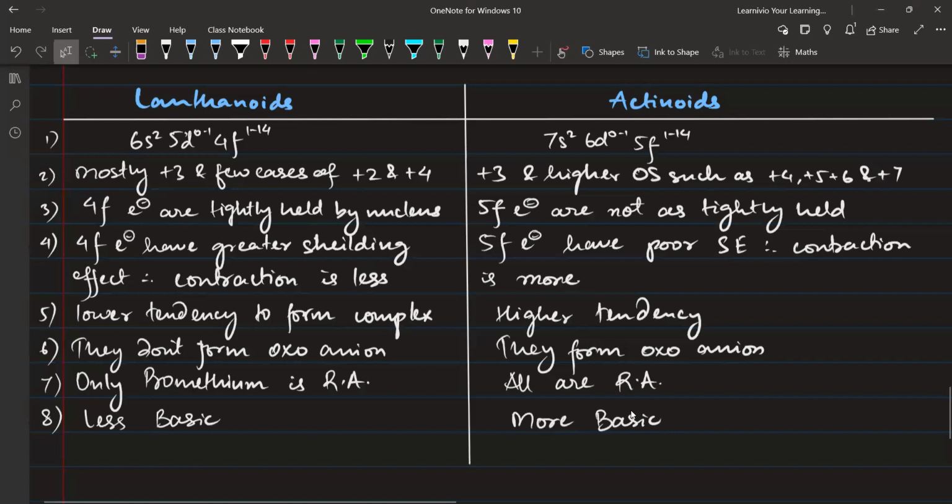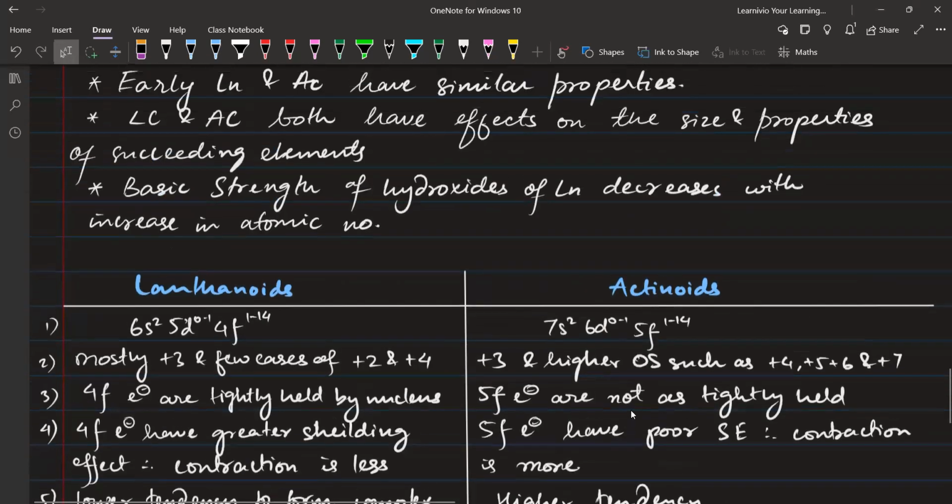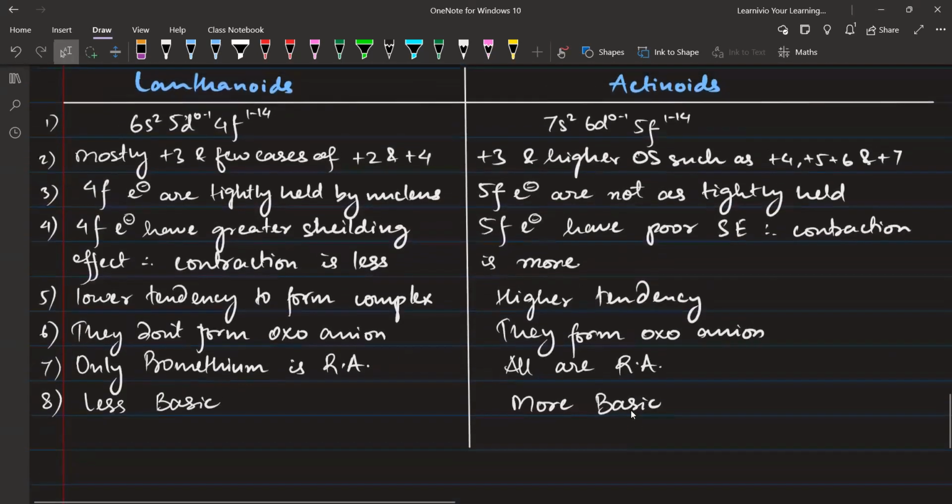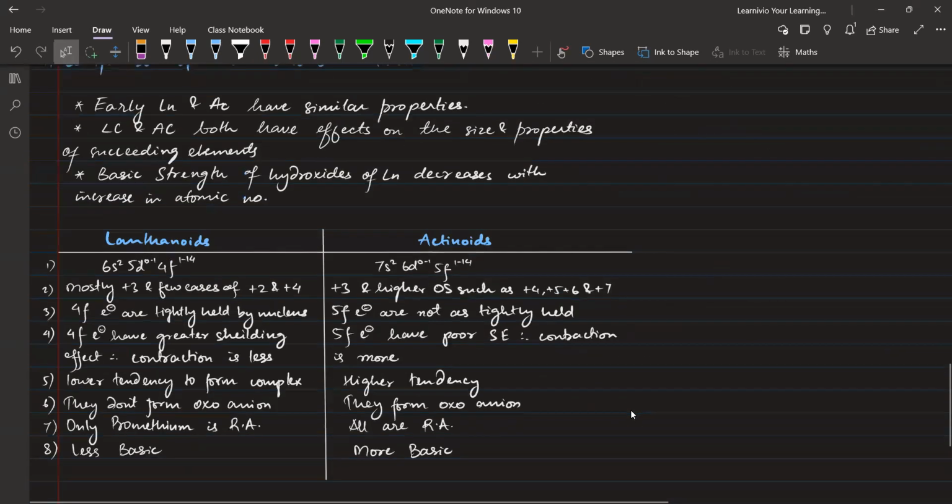So the last topic that we have is the consequence of lanthanide contraction. In that, this point about basic strength will also come. Okay, copy this down. Raise your hand if you're done.